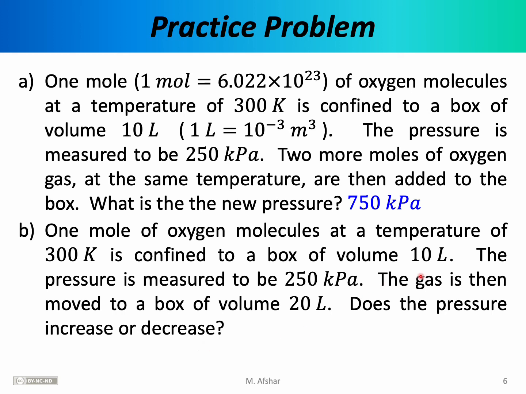So we're simply moving the gas to a new box with a larger volume. The number of molecules remains the same, so we should think that there are just as many collisions as before, but a larger box has a larger surface area. So the force of those collisions is now distributed over a larger area. Remember that pressure is equal to force divided by area. If the area increases, then the pressure decreases.